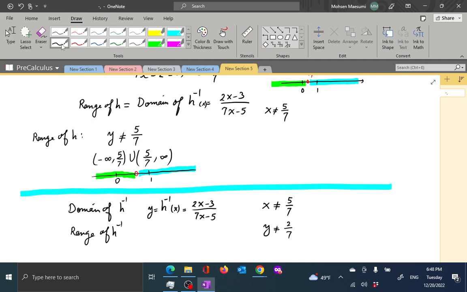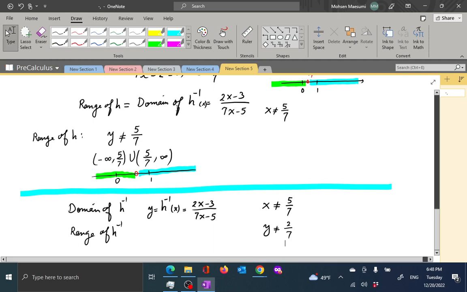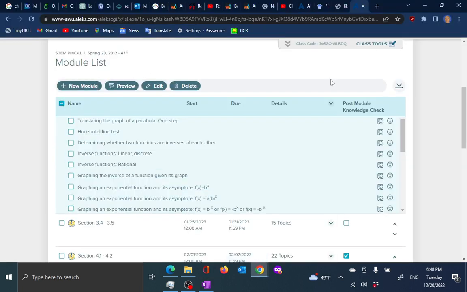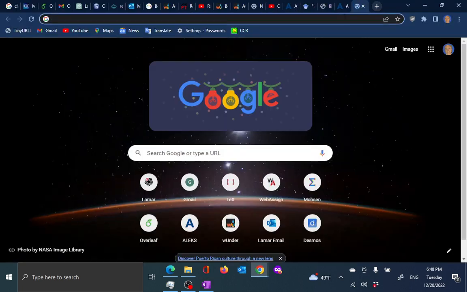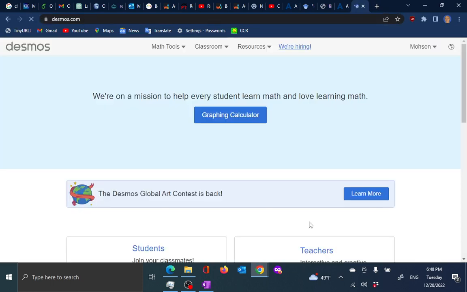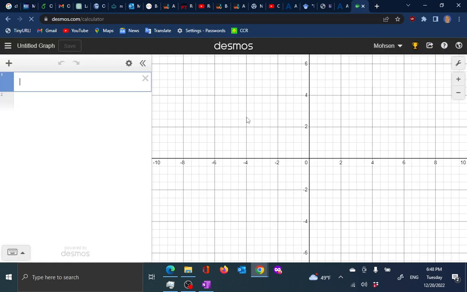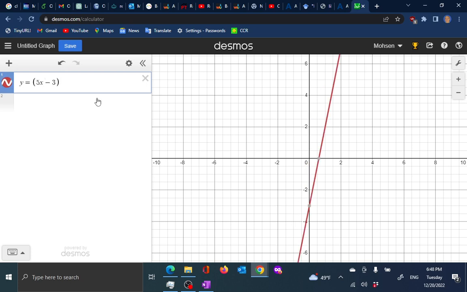Let's also take a look at this through a graph. So our function was y is equal to 5x minus 3 over 7x minus 2.